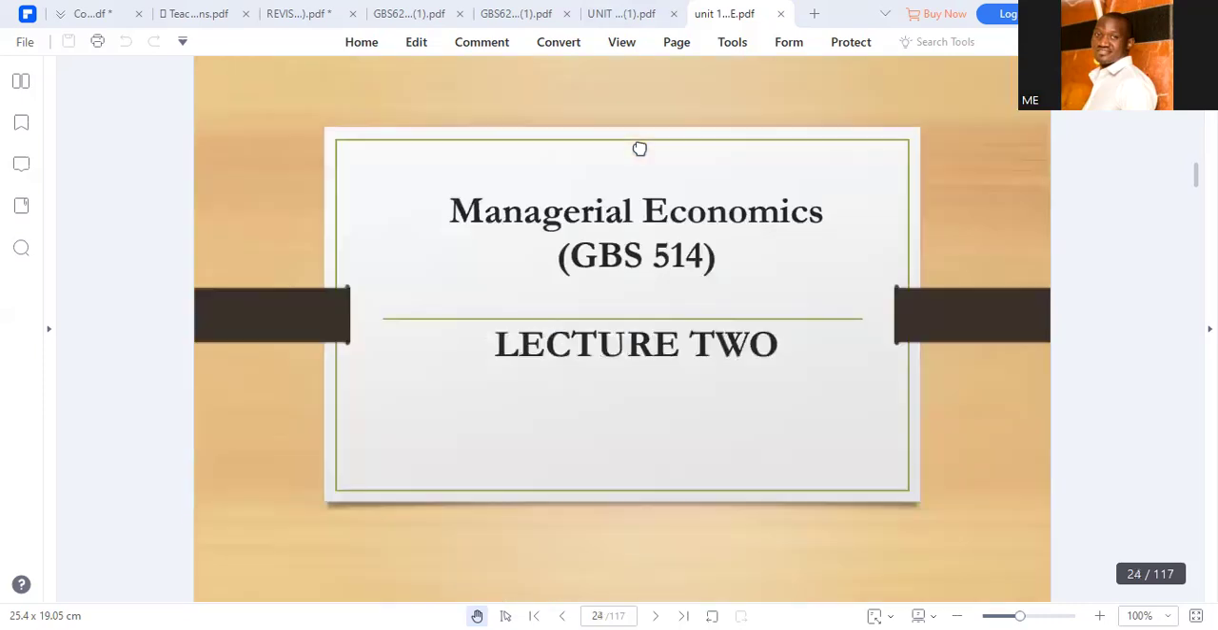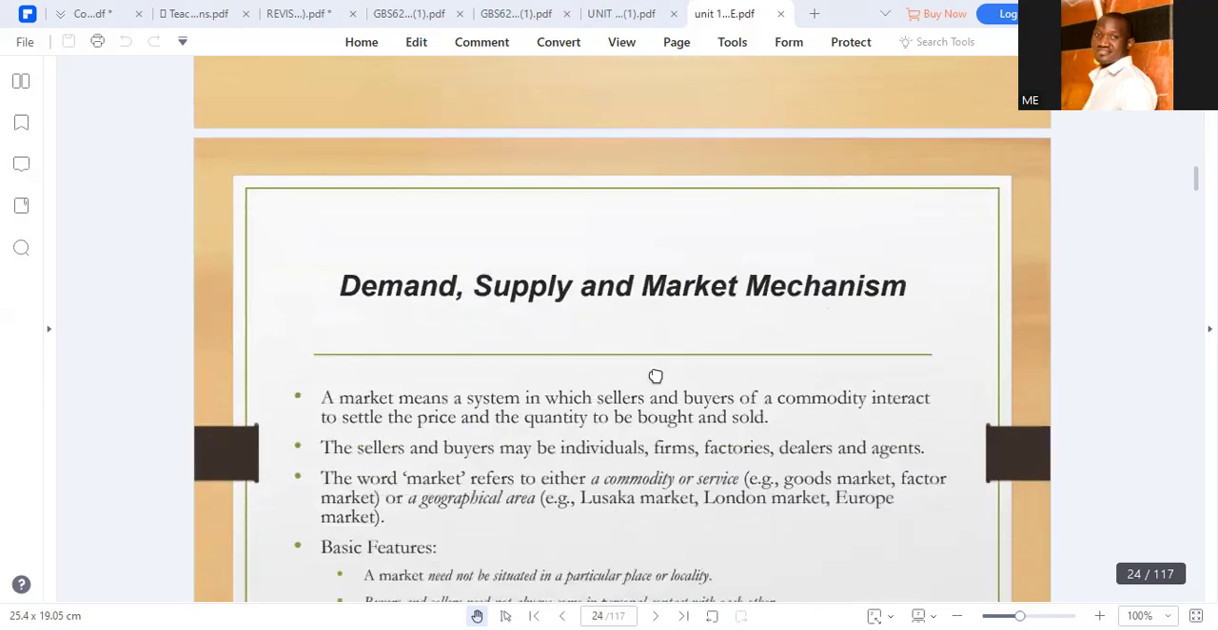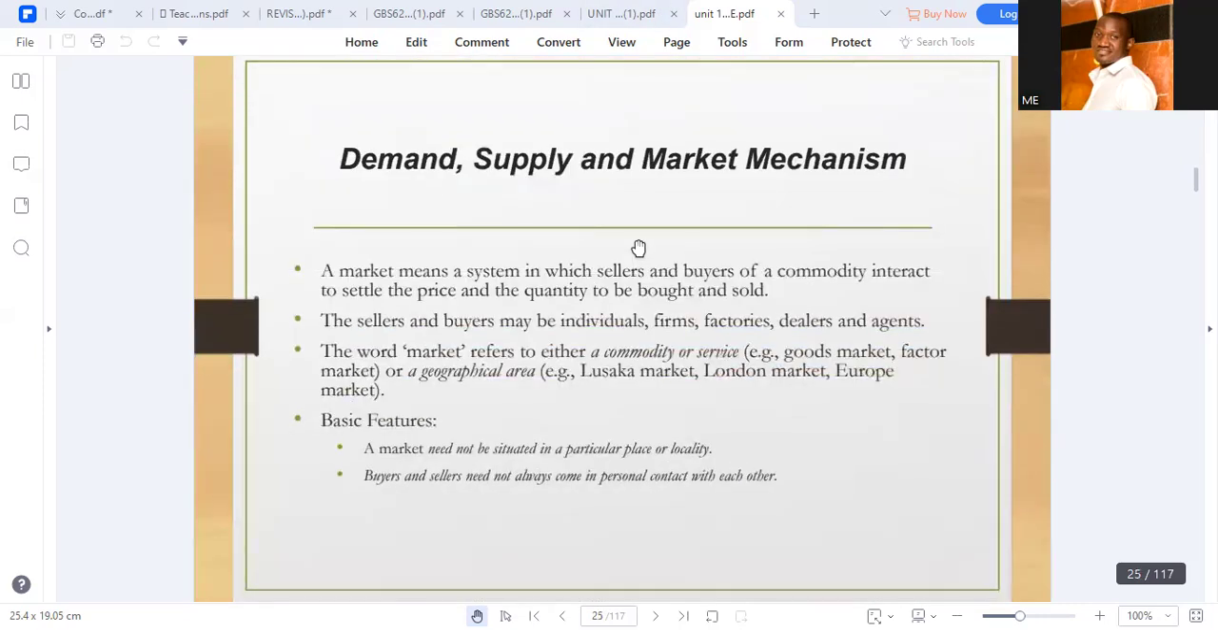So the components of economics which we talked about: firstly, we need to understand demand and supply mechanisms. So what is demand? What is supply? And what is a market? A market is simply a system where buyers and sellers of a commodity will interact. They will settle at an agreeable price and quantity for which goods or services will be bought or sold.